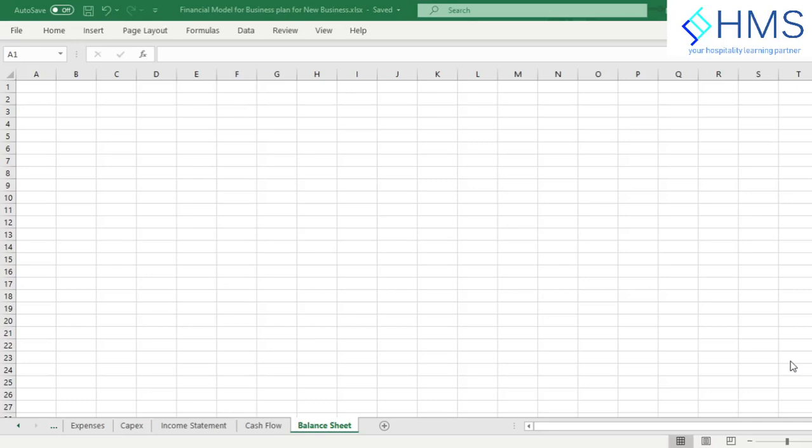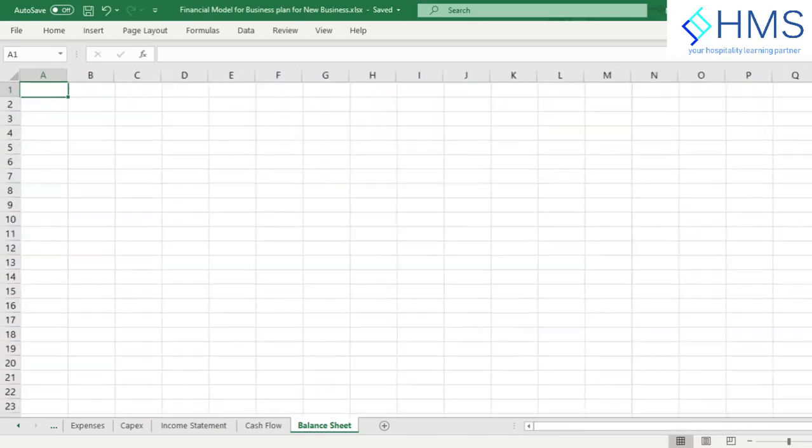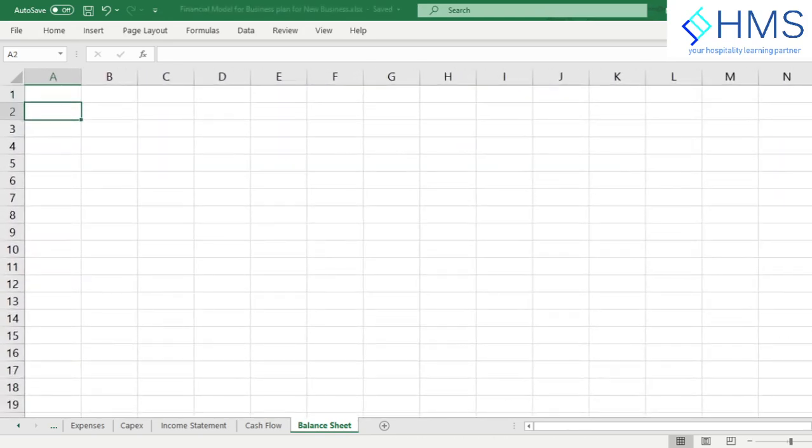Hi, in the last video, we have modeled up to the income statement and also the cash flow. Now in this video, we are going to model the balance sheet. So the balance sheet, you don't need to model by month because that's not really going to make it effective.